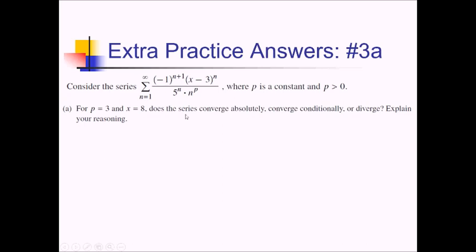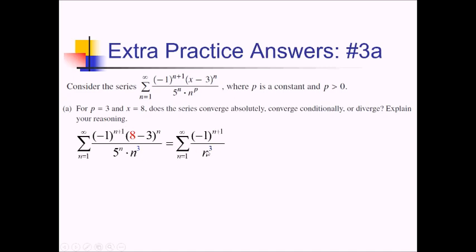Let's start by actually seeing what this series looks like with p equals 3 and x equals 8. So we've got -1 to the n plus 1, and then we're going to have 8 minus 3 to the n over 5 to the n times n to the third. I can reduce and simplify this a little bit. 8 minus 3 is 5, so 5 to the n cancels out with this 5 to the n down here. So when all is said and done, this is really -1 to the n plus 1 over n cubed.